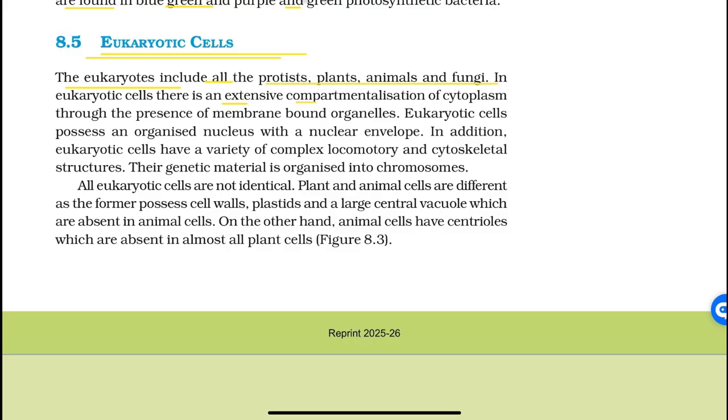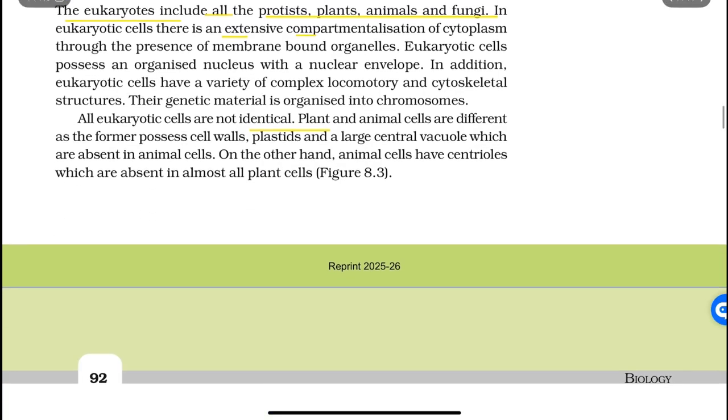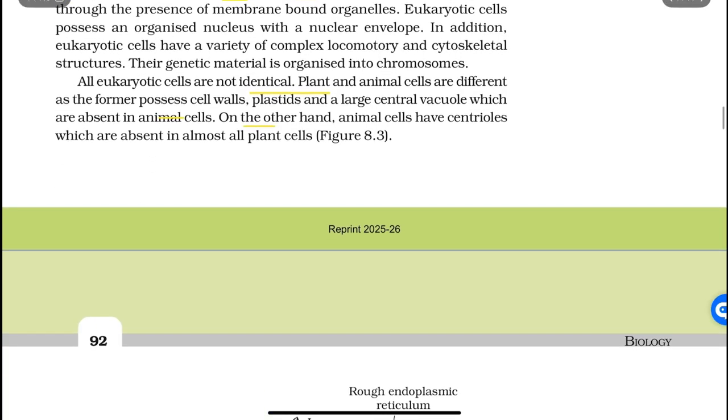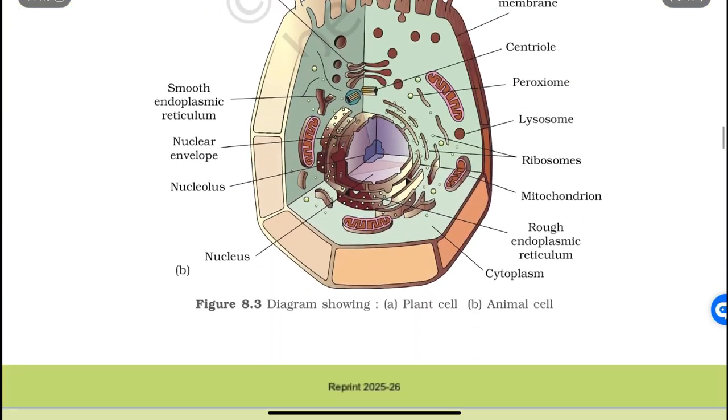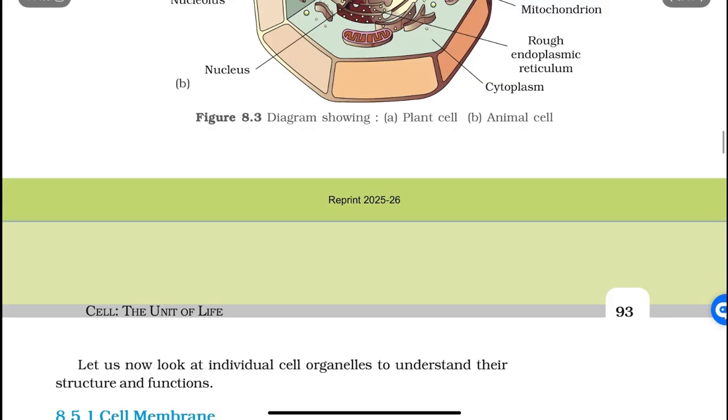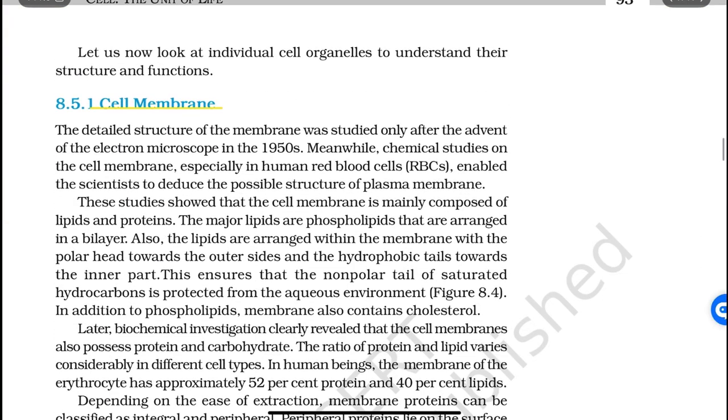All eukaryotic cells are not identical. Plant and animal cells are very different, as the former possess cell walls, plastids and a large central vacuole which are absent in animal cells. On the other hand, animal cells have centrioles which are absent in almost all plant cells. Here is the diagram of a plant cell and an animal cell. Let us now look at the individual cell organelles to understand their structure and function.